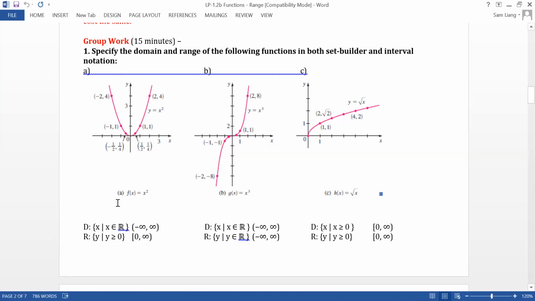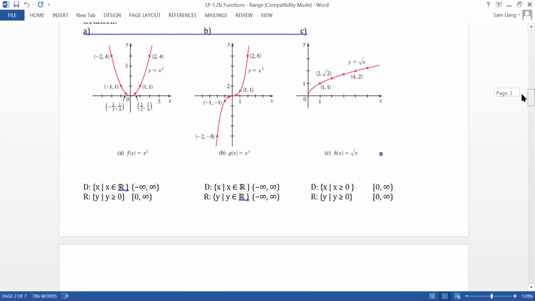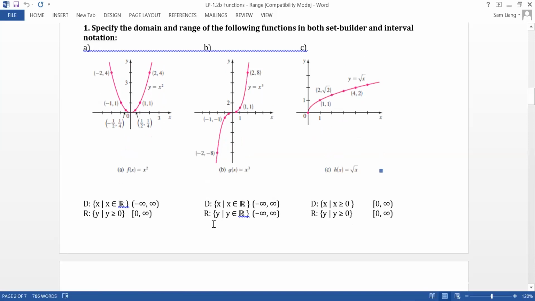The range is different. That would be anything above 0, inclusive of 0. So y is such that y is greater than or equal to 0. And then for interval notation, it's bracket 0 to infinity. That's part A. And then for part B, we have x cubed. For the domain, you can plug in anything. Any number will work, there's no number that will produce an undefined value.